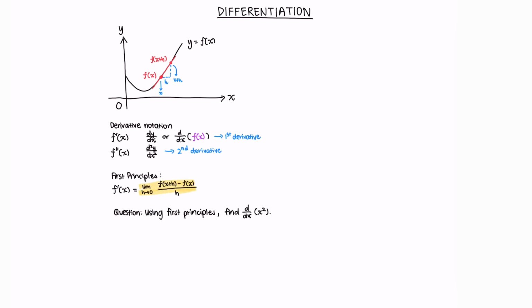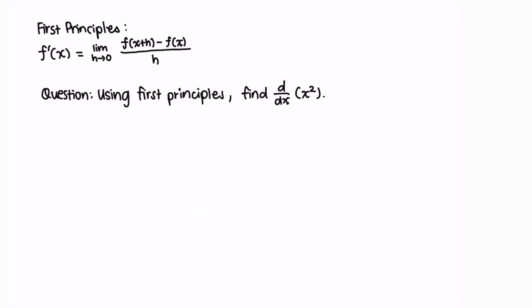What we learned earlier, which is this thing, is what we call the first principles. This is the most rudimentary way of doing differentiation, but it's really slow. So this question, using first principles, find d over dx of x squared. Again, we'll be learning a lot of differentiation formulas later. First principles is only applied when they ask you to use first principles. Let me zoom in. Let's find d over dx of x squared. So what we're doing is differentiating x squared with first principles, or finding the first derivative of x squared.